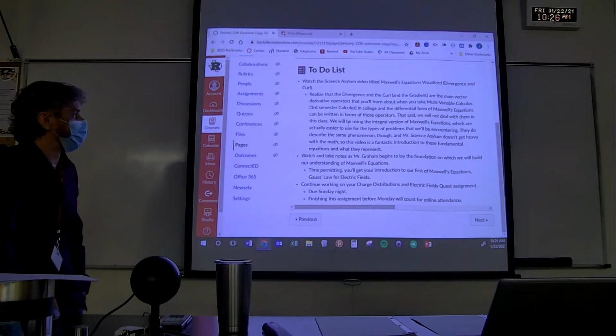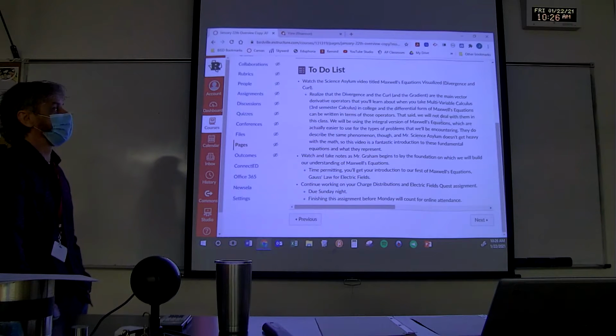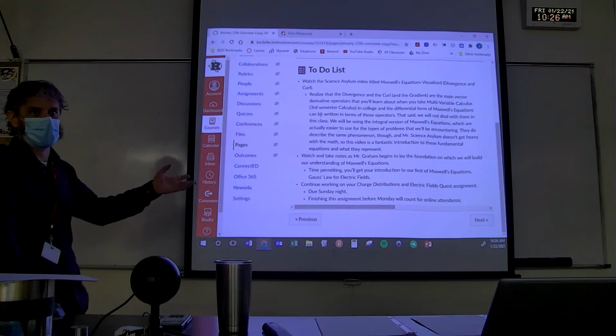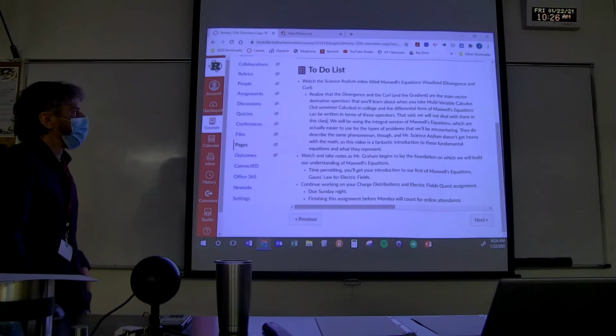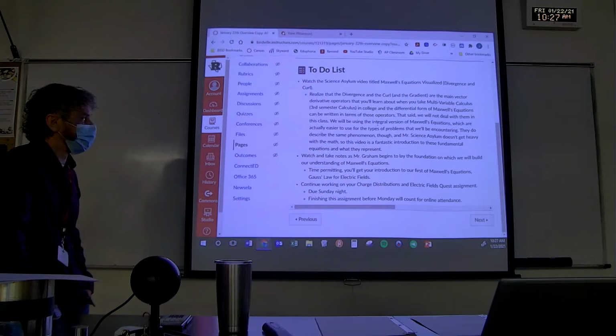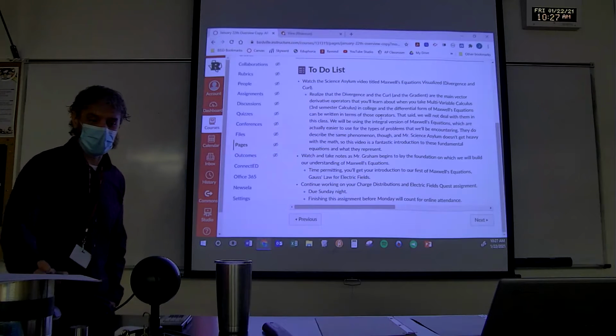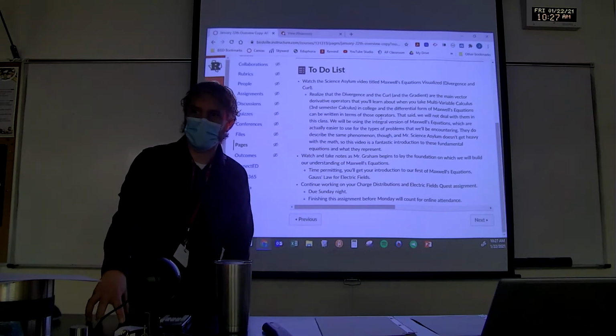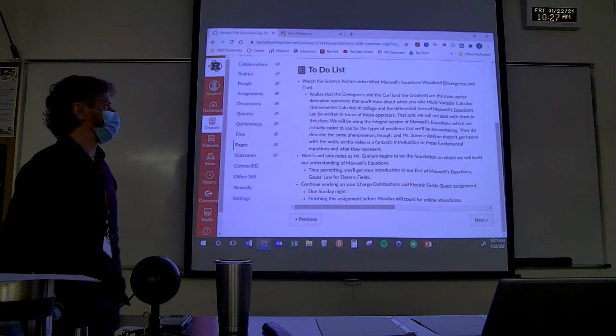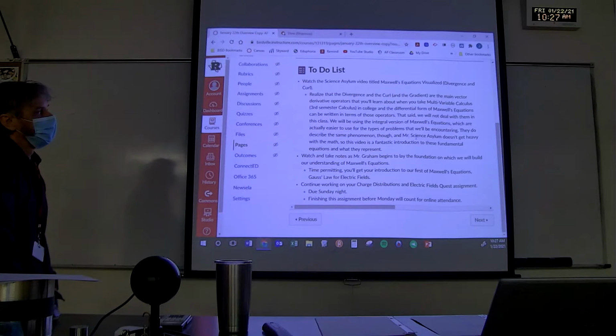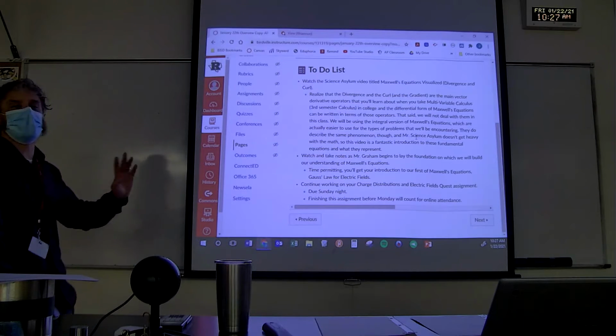We will not deal with the curl and the divergence in this class. We will be using the integral version of Maxwell's equations, which are actually easier to use for the types of problems that we'll be encountering. The differential and the integral form of Maxwell's equations do talk about the same phenomenon, and Mr. Science Asylum doesn't really get heavy with the math anyway.